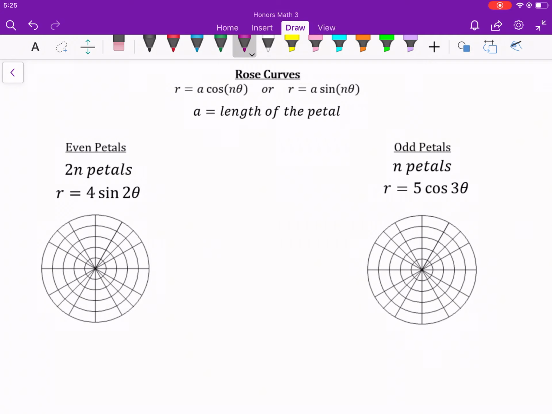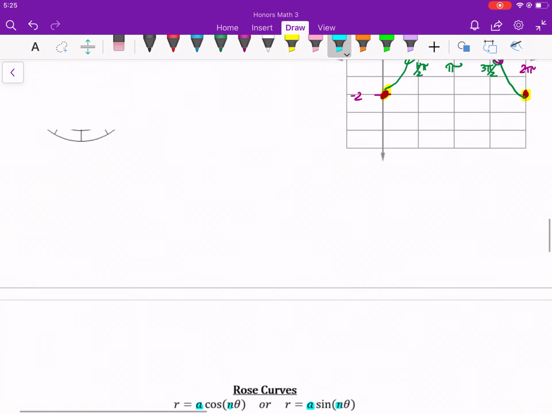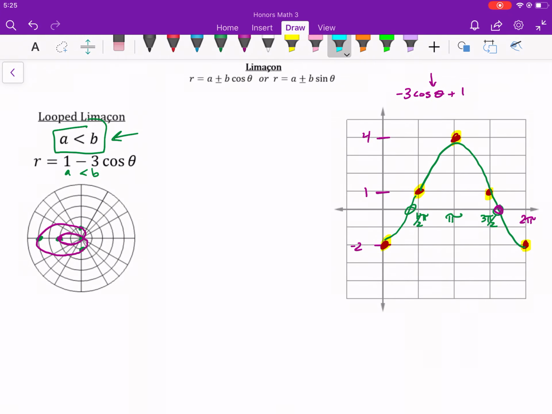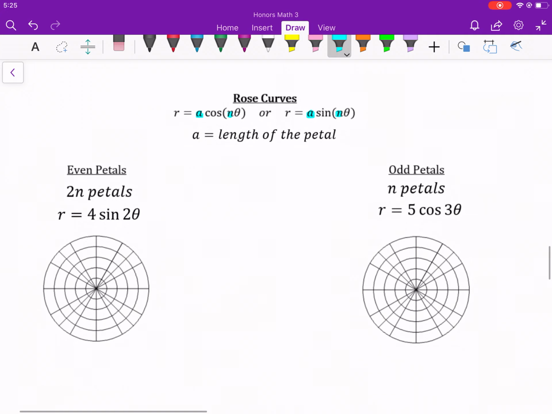All right, now let's talk about our next set of special polar graphs, rose curves. These are called rose curves because they look a lot like flowers depending on how many petals you end up having. So rose curves will always be in the form where you'll have an a in front of either sine or cosine, and then you have some sort of number n in front of the theta. Notice we're not adding or subtracting any value like we did in the previous ones, okay?